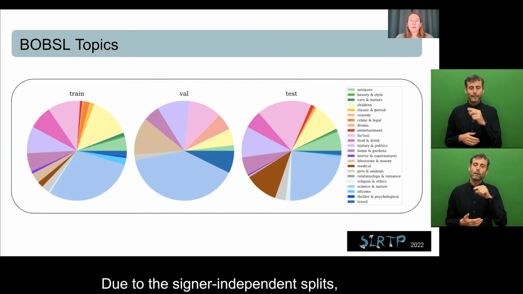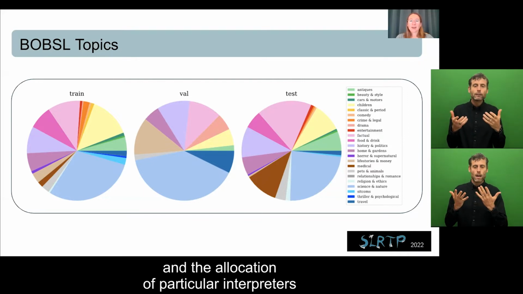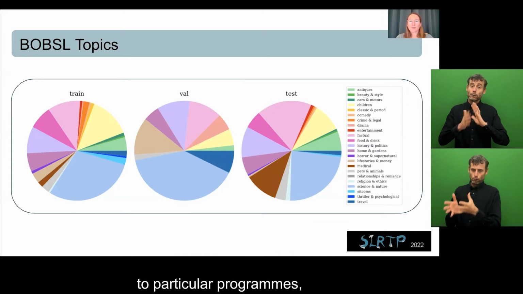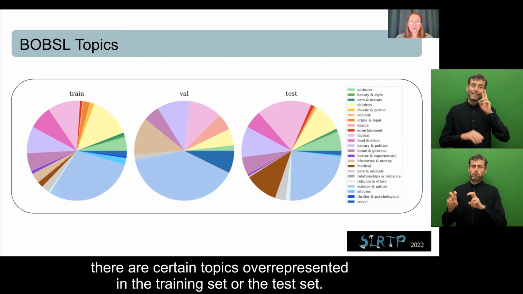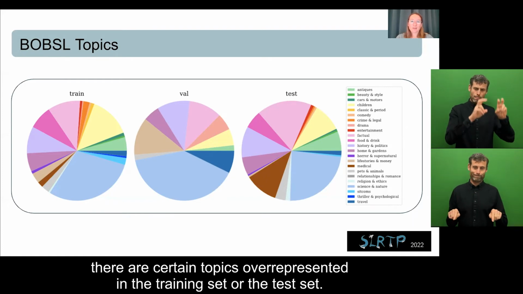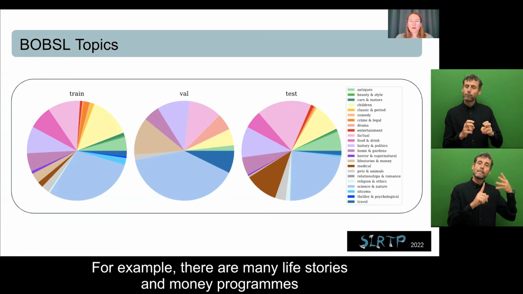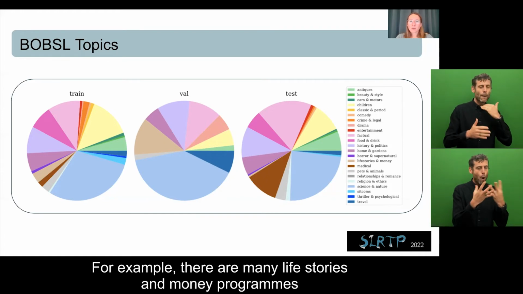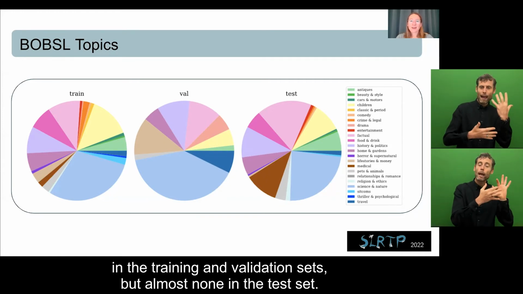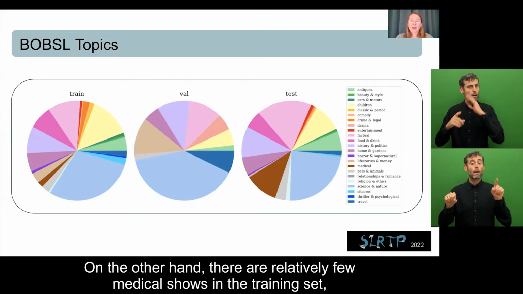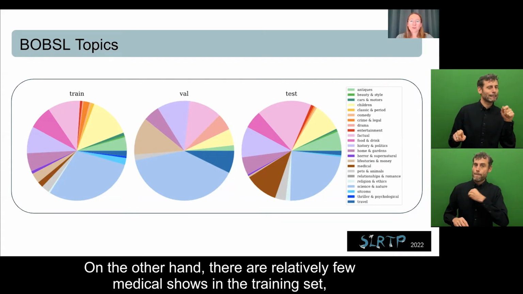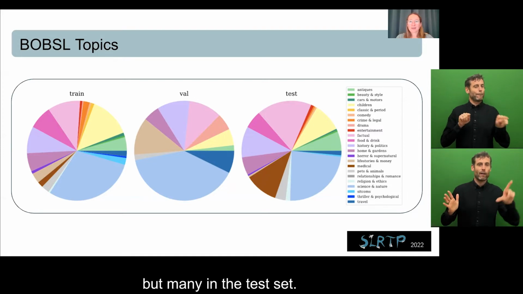Due to the signer-independent splits and the allocation of particular interpreters to particular programs, there are certain topics which are overrepresented in the training set or in the test sets. For example, there are many life stories and money programs in the training and validation sets, but almost none in the test sets. On the other hand, there are relatively few medical shows in the training sets, but many in the test sets.